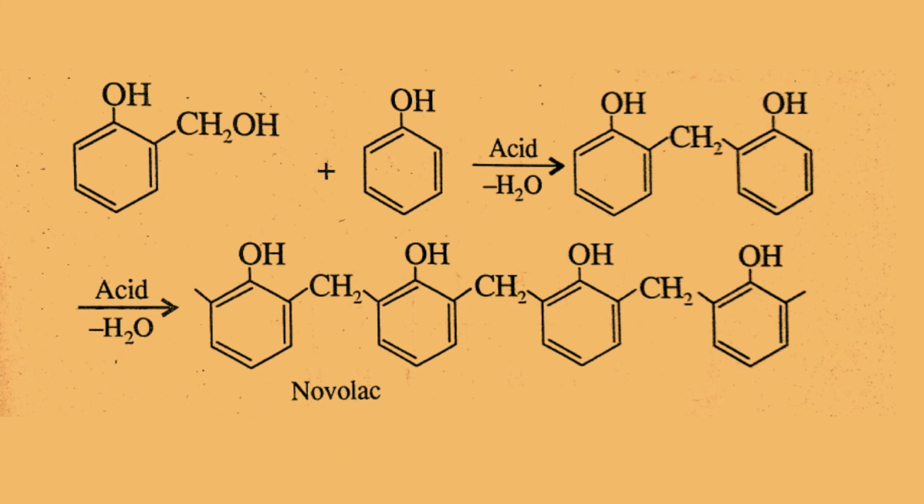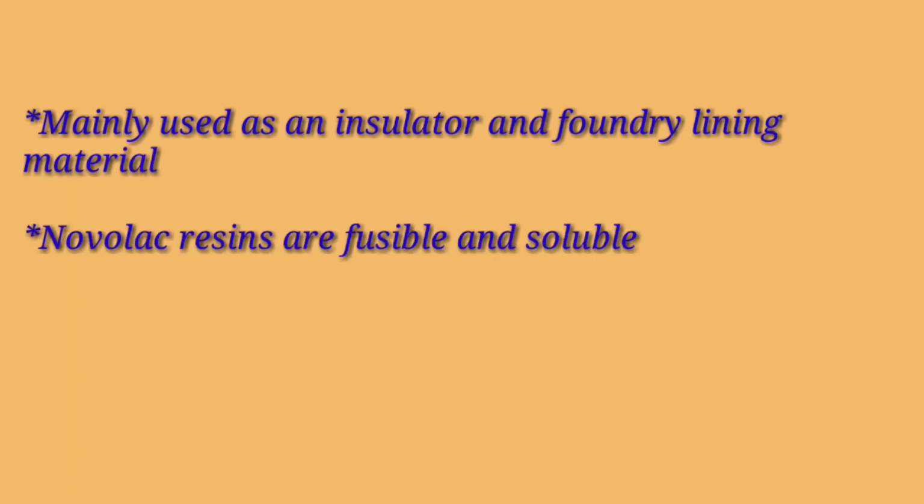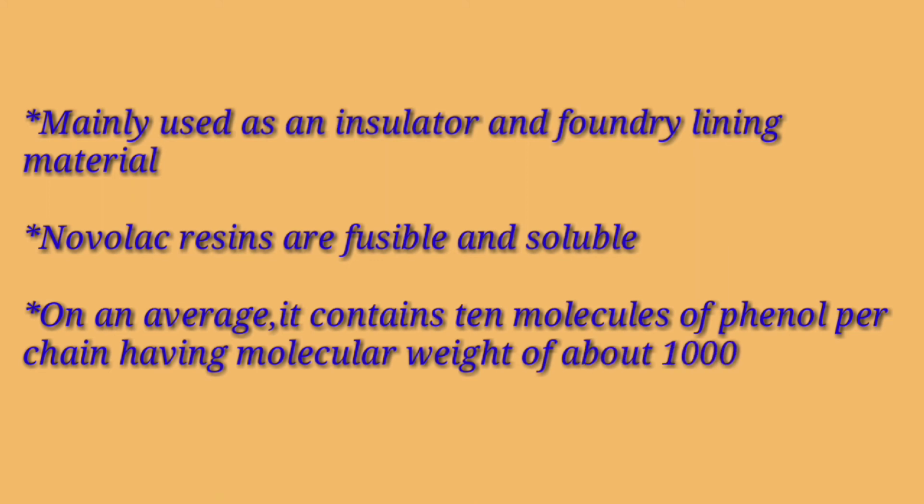In presence of acid catalyst, a linear thermoplastic polymer produced is called Novolac, which is mainly used as an insulator and foundry lining material. Novolac resins are fusible and soluble. On an average, it contains 10 molecules of phenol per chain, having molecular weight of about 1000.